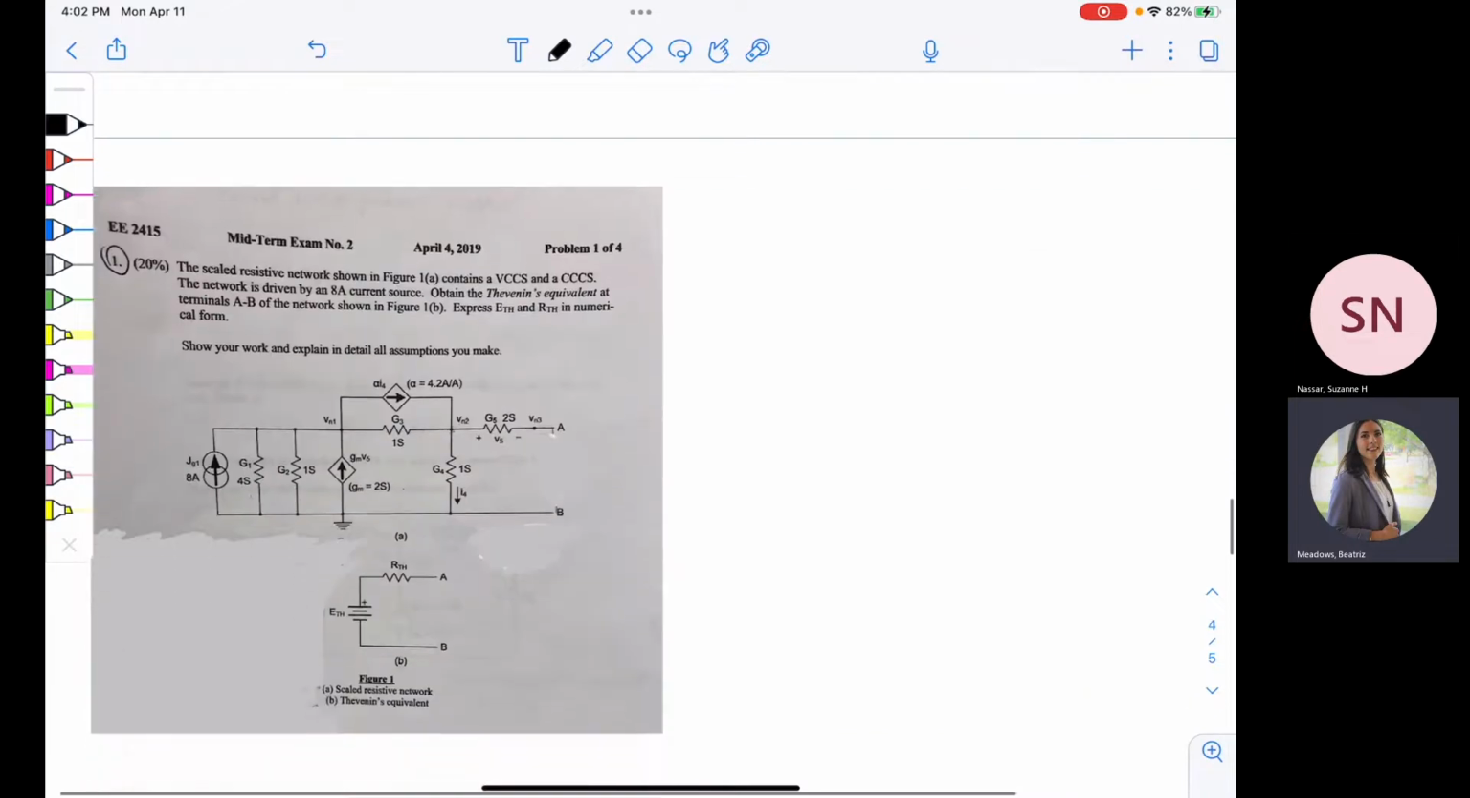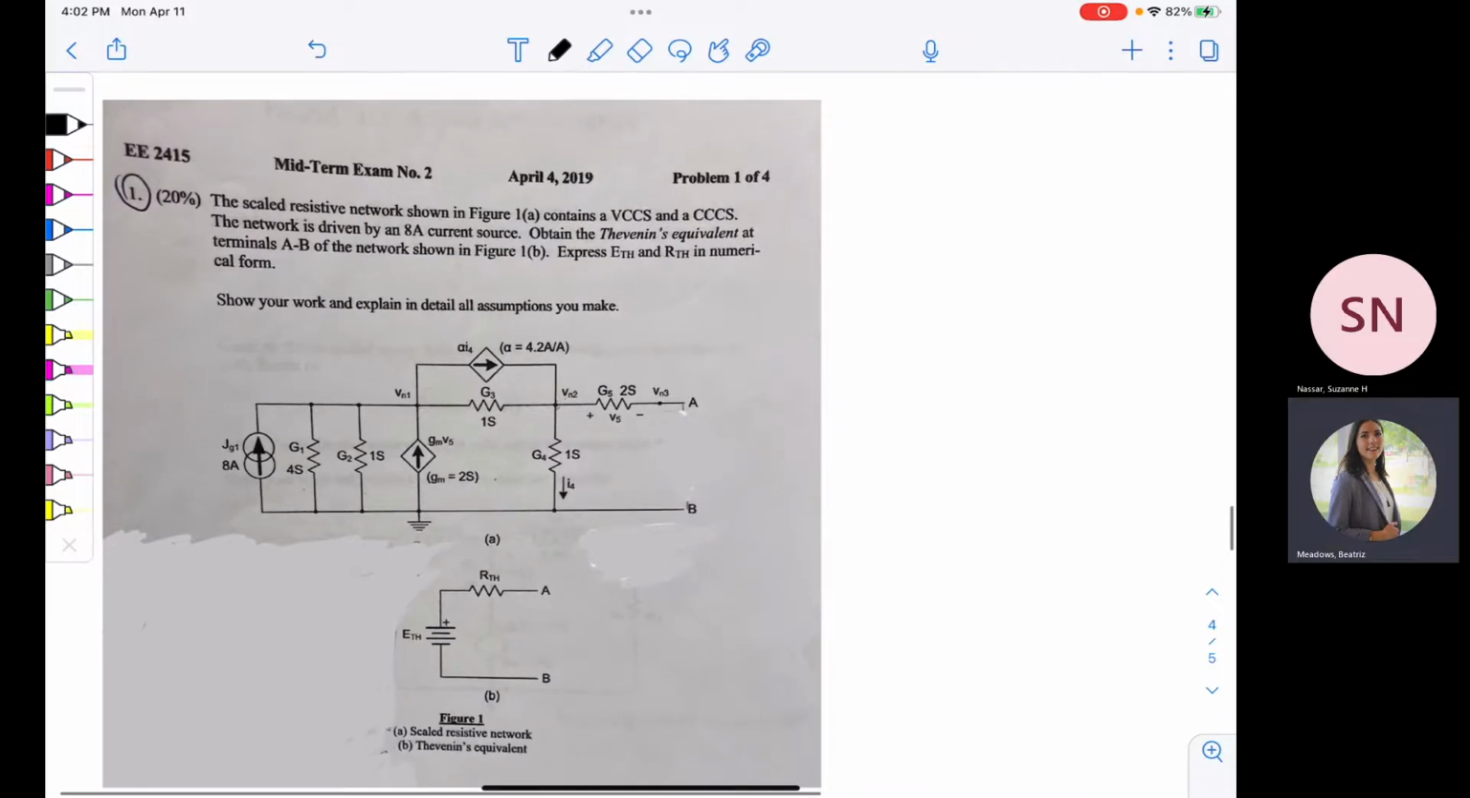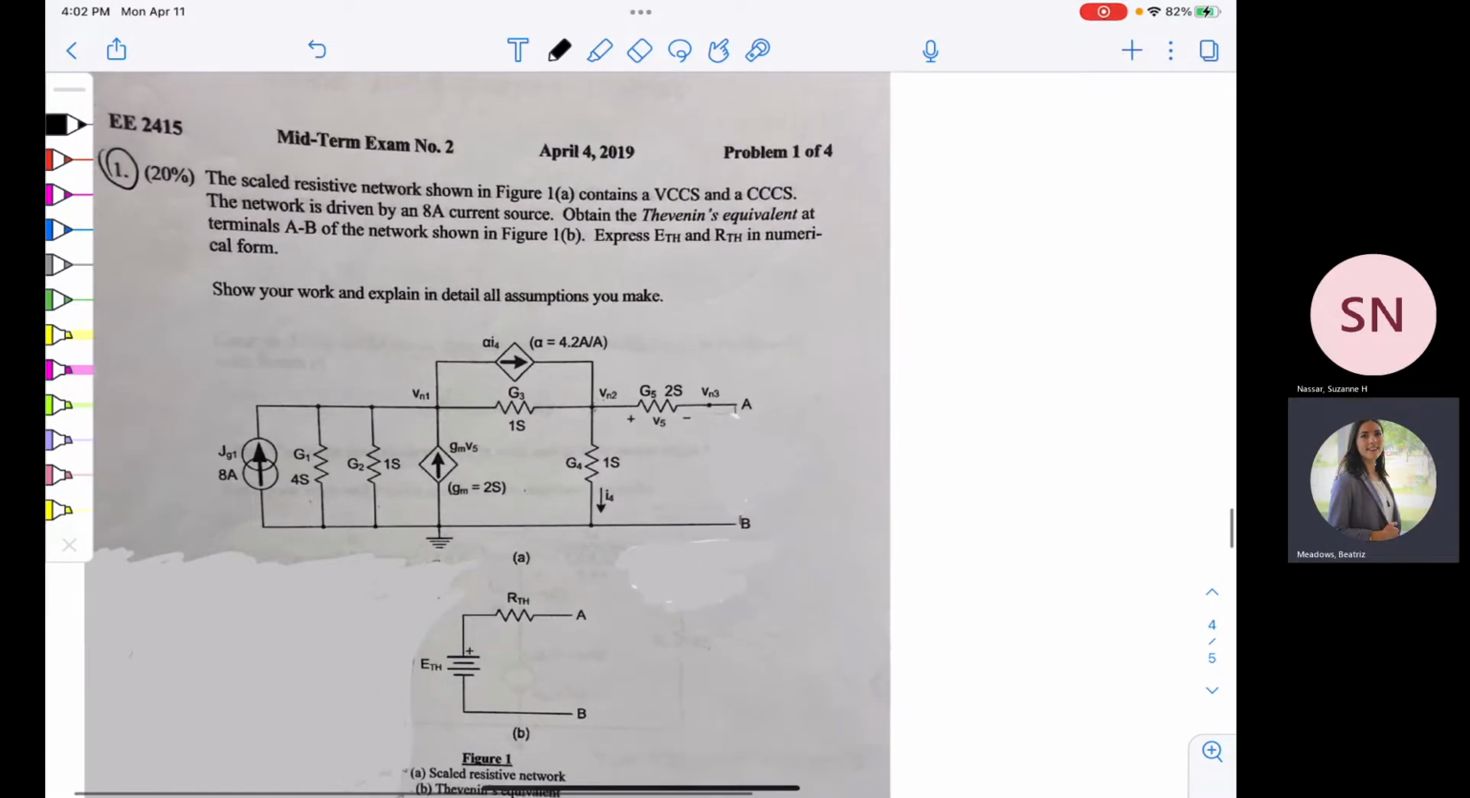Anyways, work it out by changing the source, change the polarity, work it out, let us know if it doesn't give you the same thing. If you want extra exercise. So now we're gonna move on to a Thevenin's equivalent.